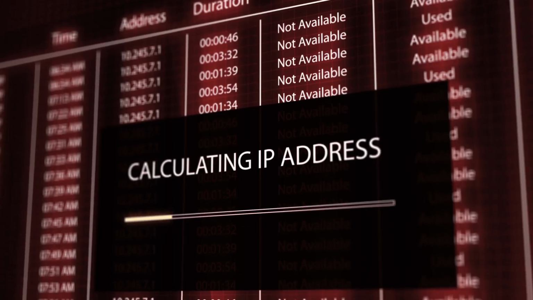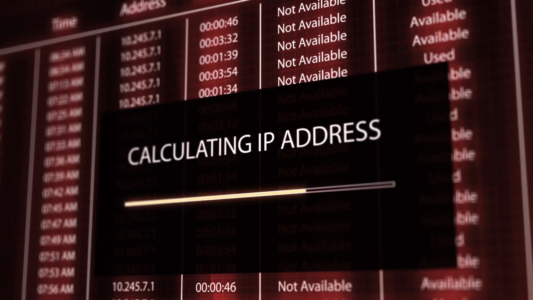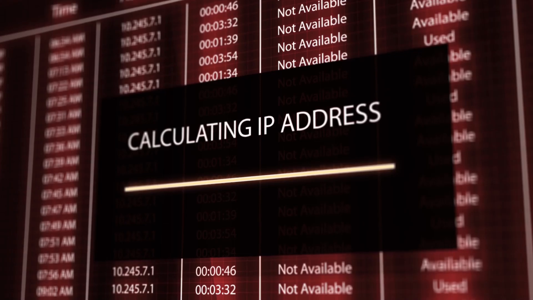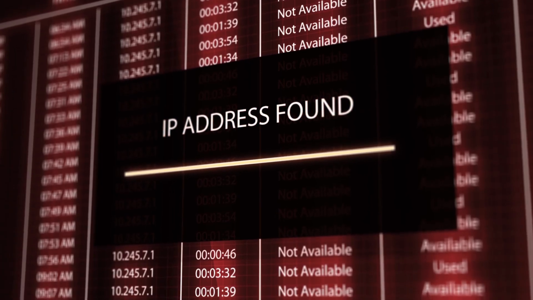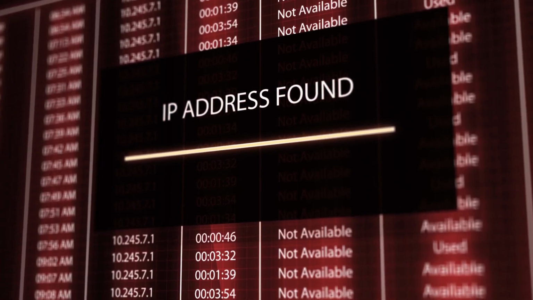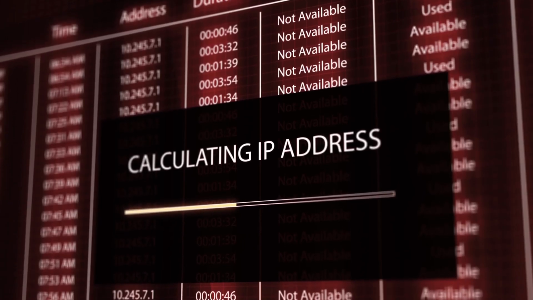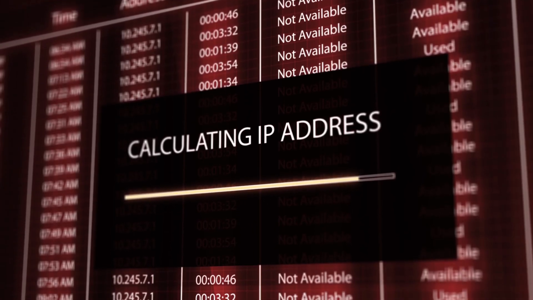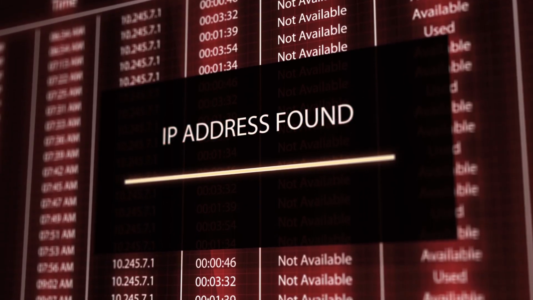Take 192.168.1.0. In binary, it looks like this. The subnet mask decides the split. 255.255.255.0 equals /24. That's 24 bits for network, 8 for hosts. The /24 is CIDR notation, your shortcut to understanding any subnet mask instantly.